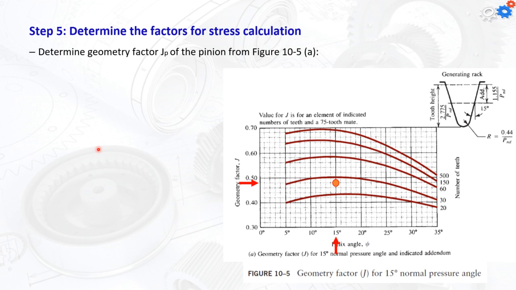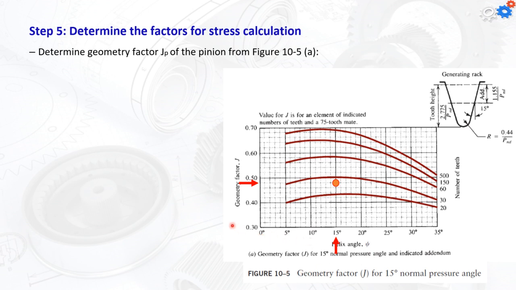So we start with the value for the J. So geometry factor, or the JP, is going to be found by using the chart 10.5, and this is for the 15-degree helical angle, if I'm going to use a normal pressure angle of 20. If I'm going to use the 20 or 25, definitely you're going to use different figures. This can be 10.6, I don't remember.